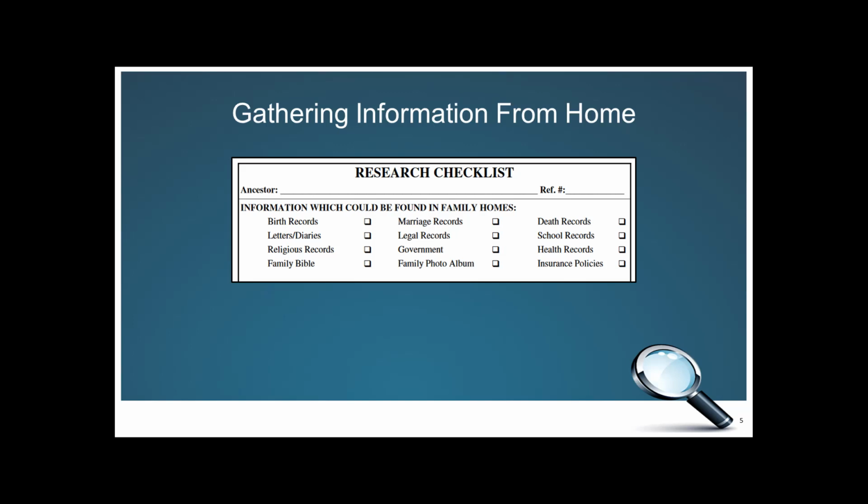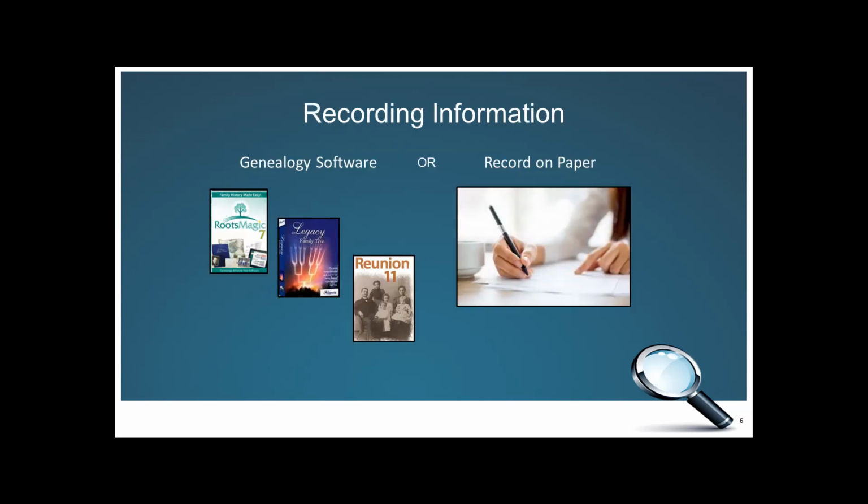Section 2 of the research checklist will help you get started with family information from home. Start with yourself and work backwards to the unknown. Talk to your parents and grandparents and relatives. Check out the interview form located at the National Institute of Genealogical Studies. I will provide a link at the end of this video so you're able to view and download forms from their website.